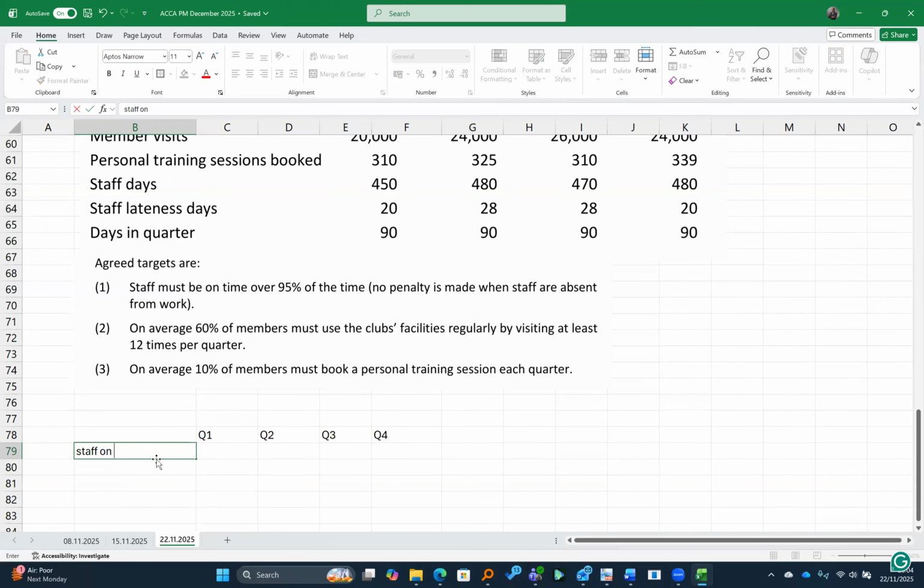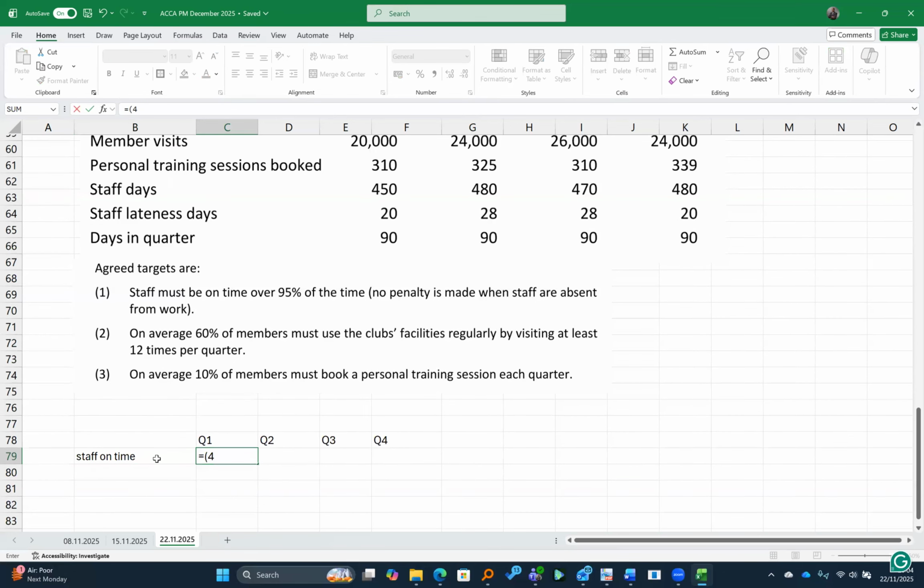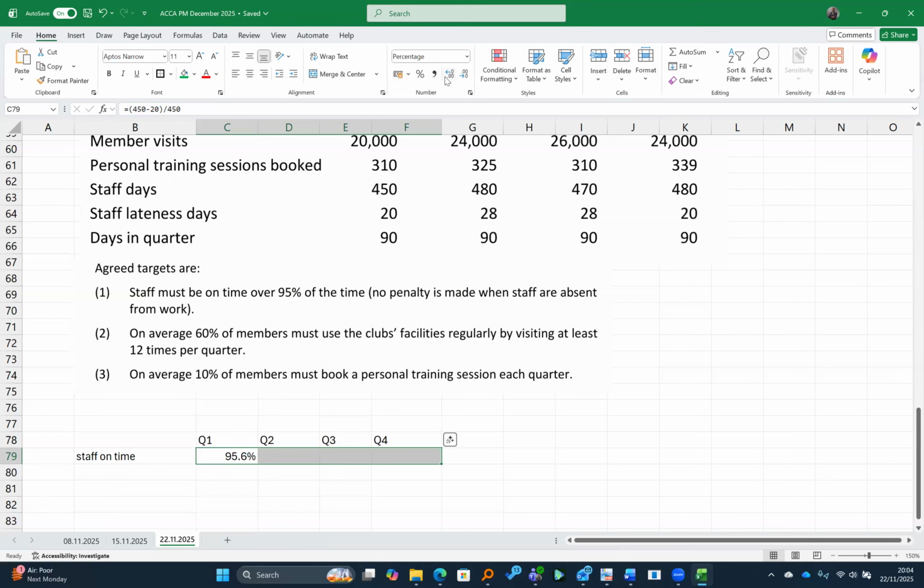Staff on time. So you can say 450 minus 20 over 450. Okay. So that's 95%. Okay. That is 95%. And remember they said it has to be 95% on time.